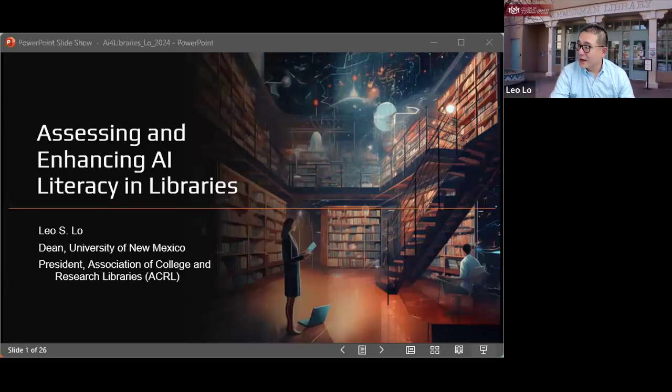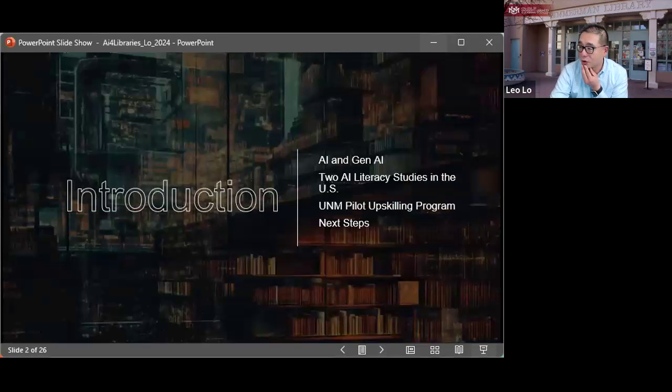So today I am going to talk about assessing and enhancing AI literacy in libraries. In the next 35 or 40 minutes or so, here's what I'm going to go over.